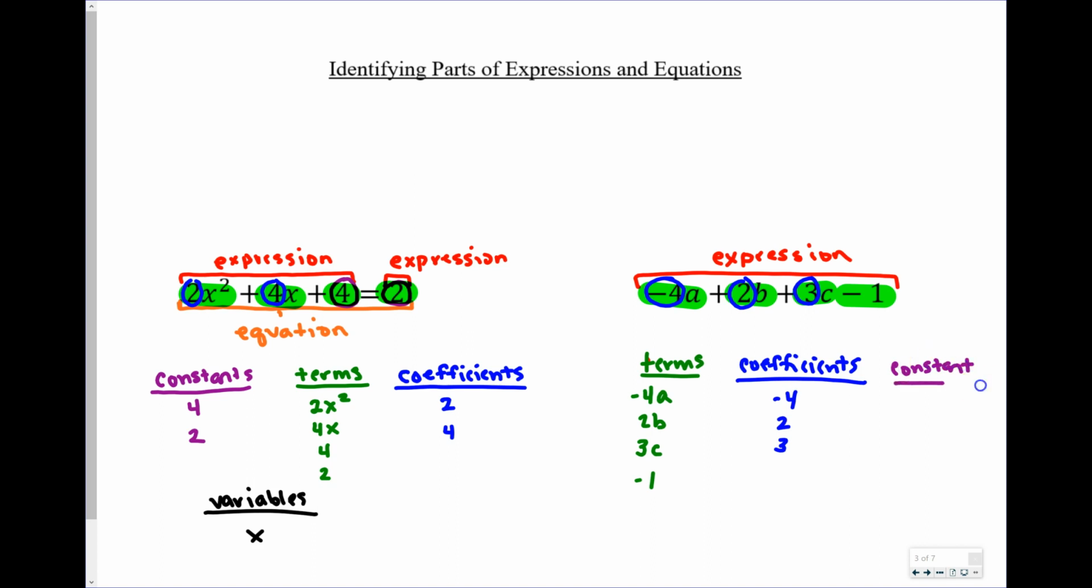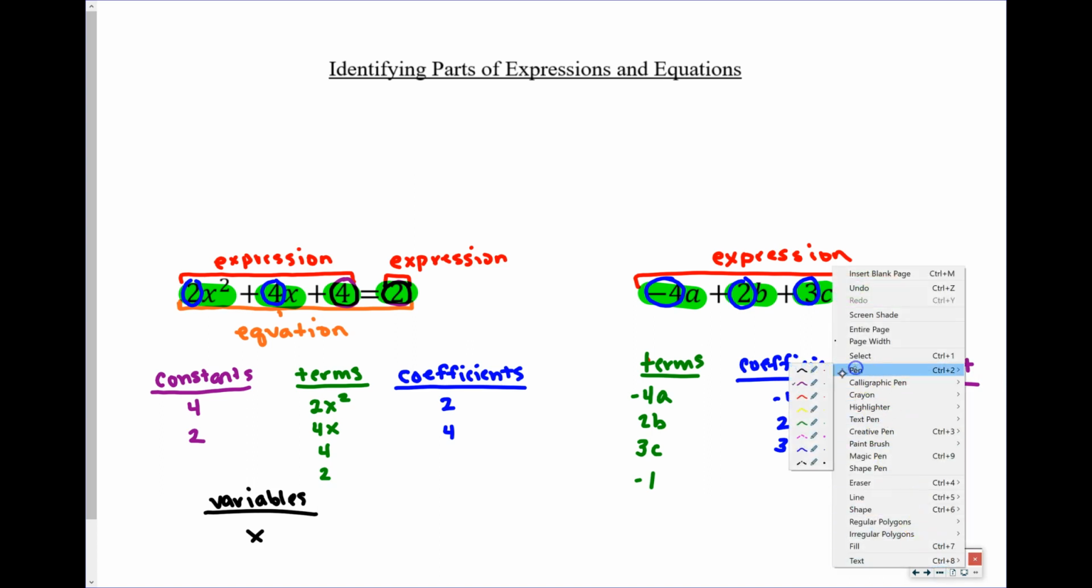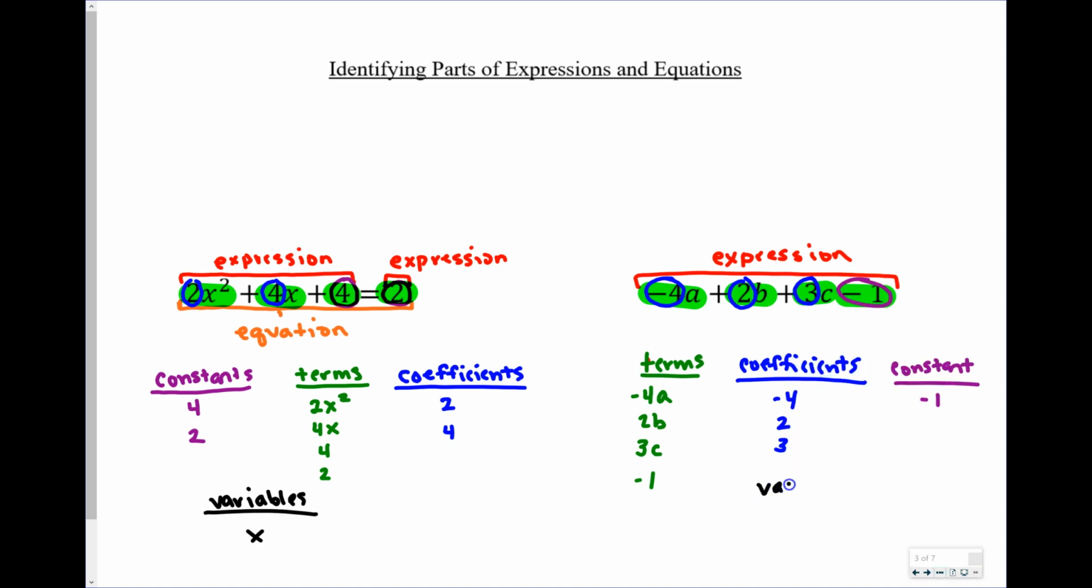And remember, keep that negative with the negative 1 here. That's my negative 1. And then when I talk about variables, this problem actually has 3 of them. It's got an A, a B, and a C. So being able to identify parts of these expressions and equations is super important. There's a lot of stuff going on in here.